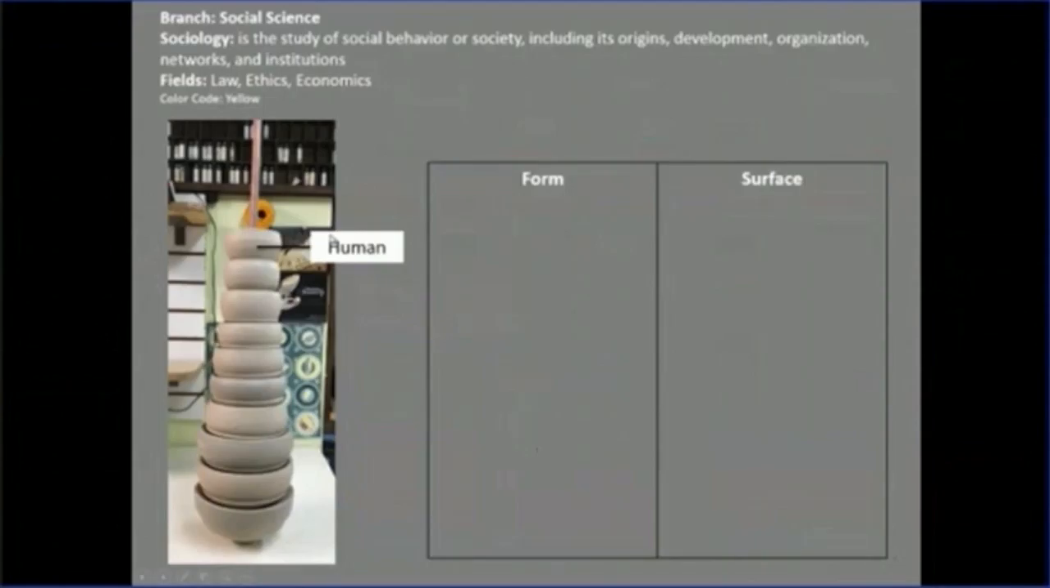So sociology is what we would be illustrating with this one. Study of social behavior or society, including its origins, development, organization, networks, and institutions. I talked to an anthropologist a few weeks ago about this platform. He suggested looking at Rosetta Stone, looking at cave paintings. You know, if you're looking at the history, the origins of society, of social behavior, we could include, in addition to sculptural elements, imagery and symbols.